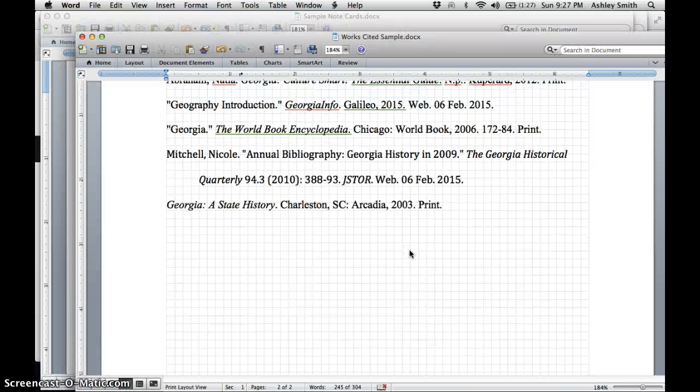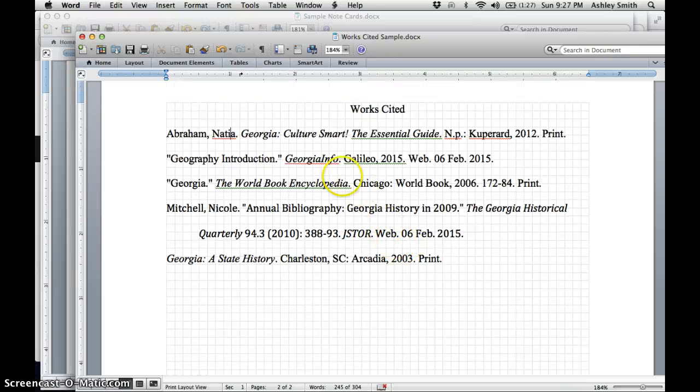Okay, here's my works cited page, and I'm going to find that Georgia info source. And remember, when we talked about doing your citations, you need to use the first piece of information. So this is my source that the information about the 5 regions came from, and I'm going to use the first piece of information on that source, which is the title of the article. We have to use the title because we don't have an author. So, geography introduction is what I'm going to put in the paper.